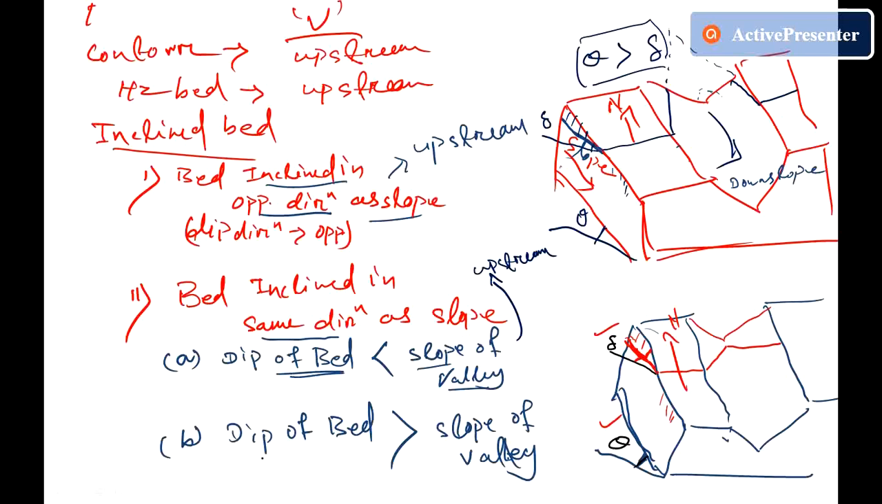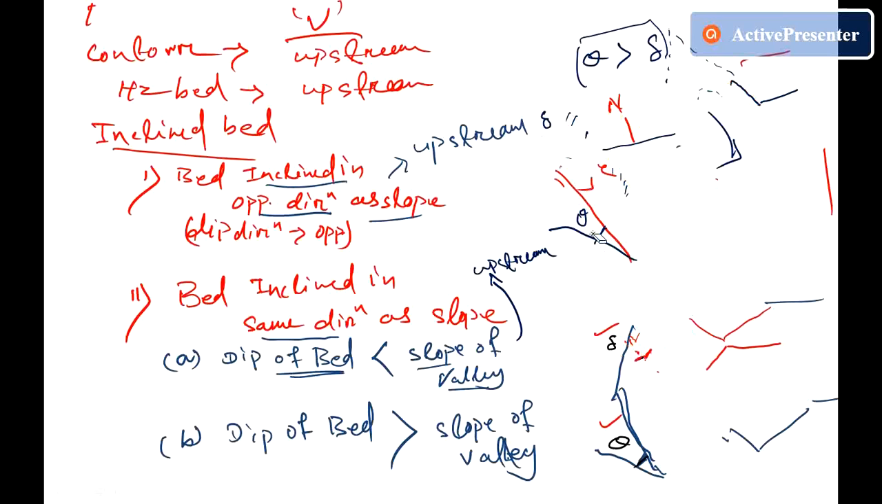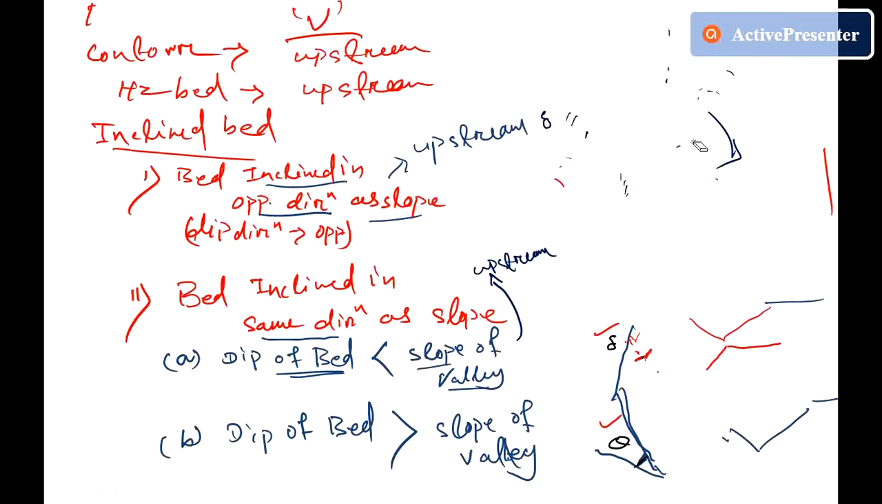Then the next condition is the dip of the bed is greater than the slope of the valley. So delta will be greater than theta. Okay, so delta will be greater than theta. Let me draw the diagram.